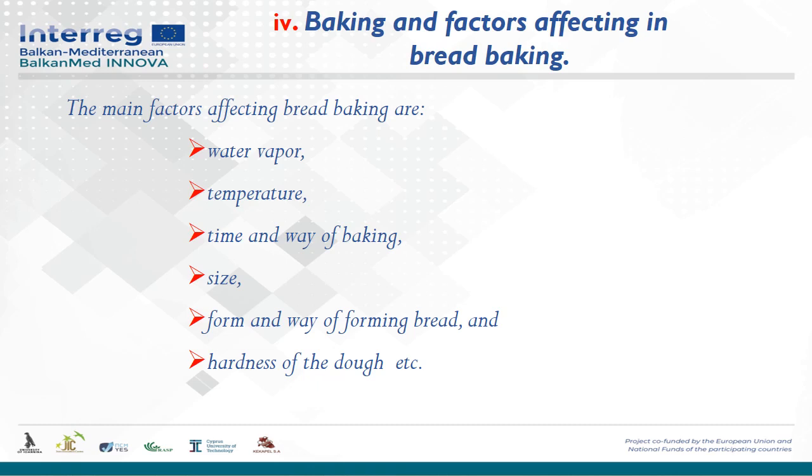And one other factor that may affect the baking process is the hardness of the dough. Well, at the same conditions, the breads produced with strong dough have a lower moisture content. So, they are baked for a shorter time than those with softer dough, but they have more moisture, and these may take a longer time for baking because it needs longer time to evaporate the high moisture content.